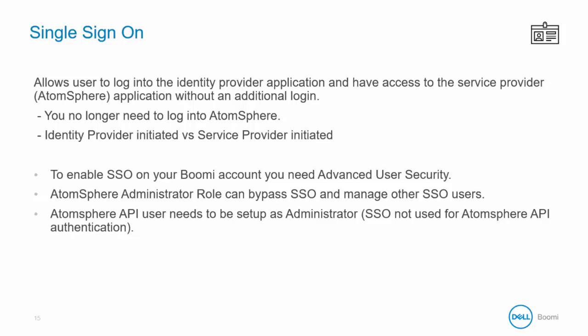SSO is only enabled with the Advanced User Security module. Ensure that one user is a Boomi administrator role so they can bypass SSO if there is ever a problem with your identity provider. That user then can manage the other SSO users. Also know that the Atomsphere API queries Atomsphere directly, and as of now, the API users need to be able to bypass SSO as an administrator.